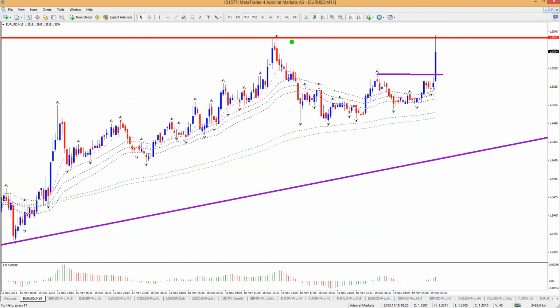I didn't like the euro as much as the pound, as I told you, because of this resistance, but it is pushing up too, although we have to see if it can push above 133, 135.50. I think it will.